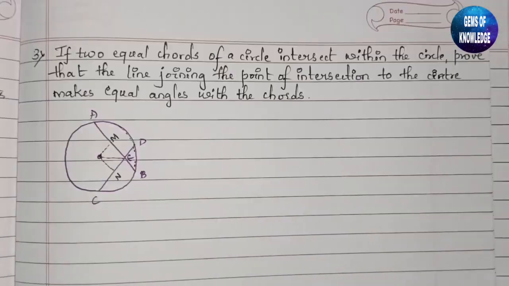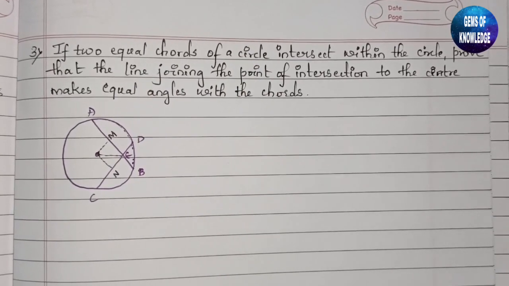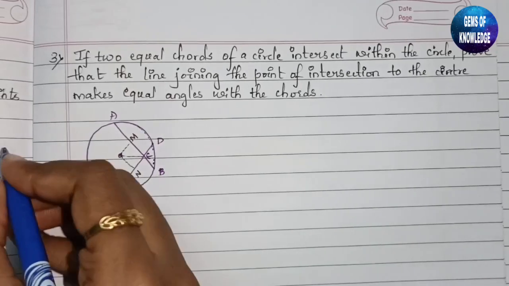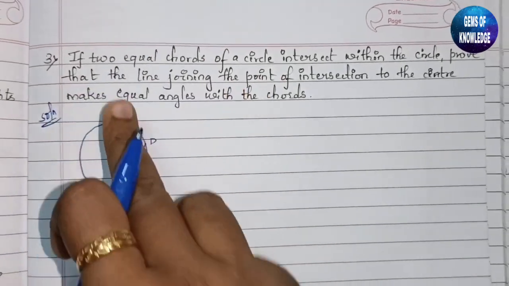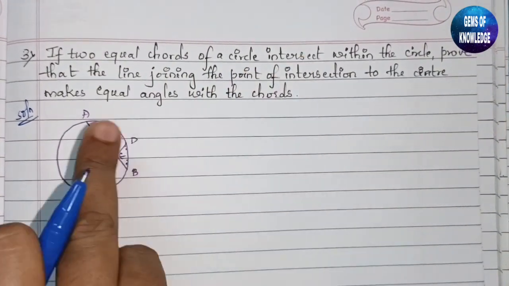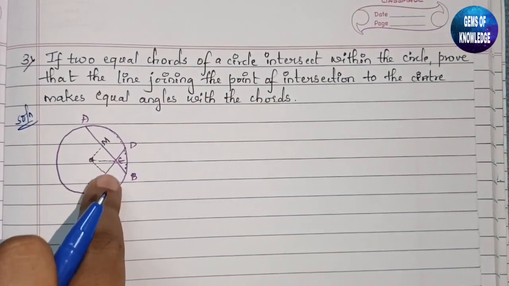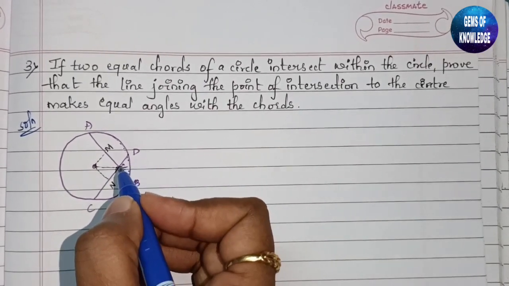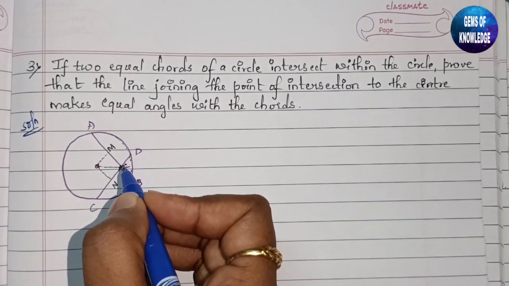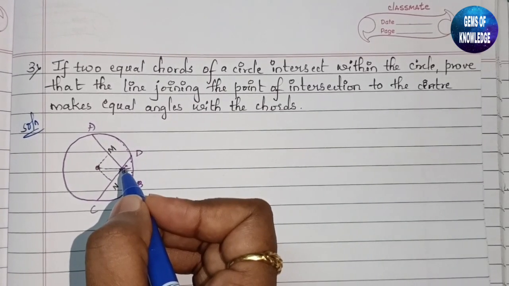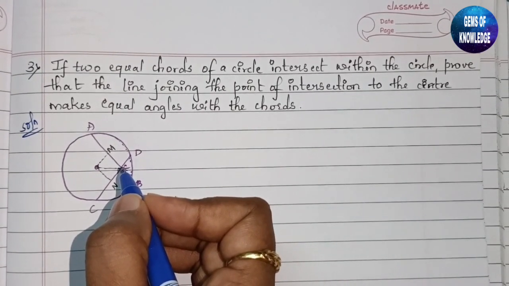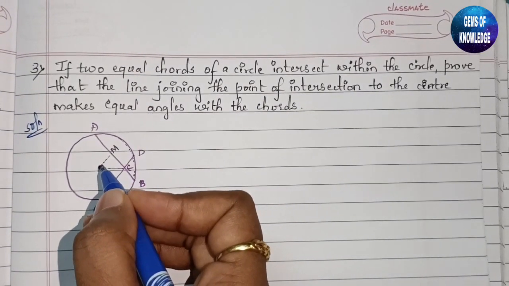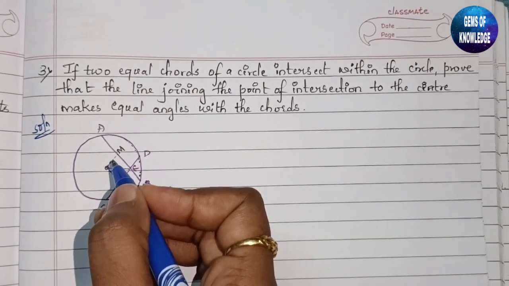Okay, you can see the next question, third question. If two equal chords of a circle, the same question they have given, the same figure follows. So this is the solution. These are the two equal chords of the circle intersecting within the circle. What we need to prove is that the line joining the point of intersection to the center makes equal angles with the chords.